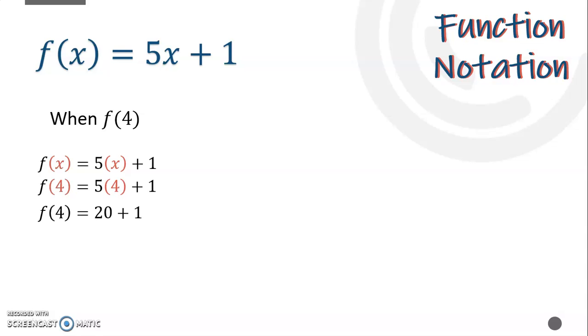I multiply my 5 with the 4 and I add the number 1. Then I'll have f of 4 equals 21. Knowing this, this is my final answer. f of 4 equals 21.